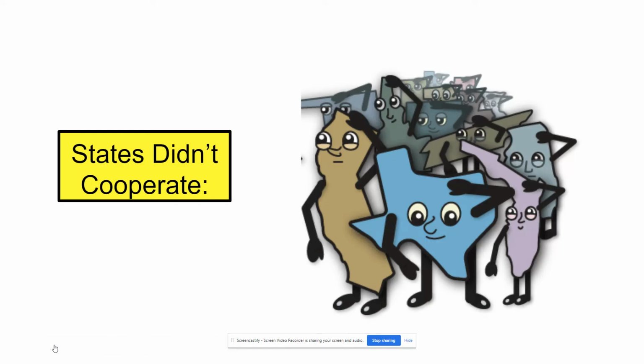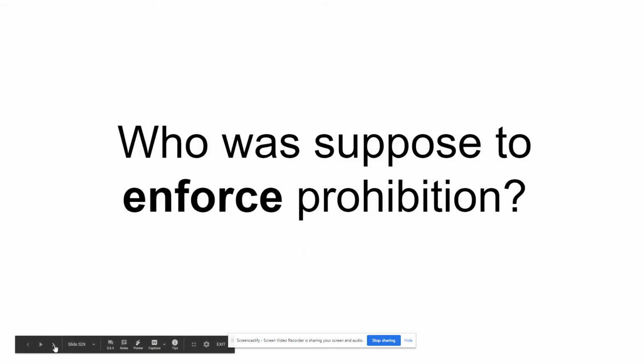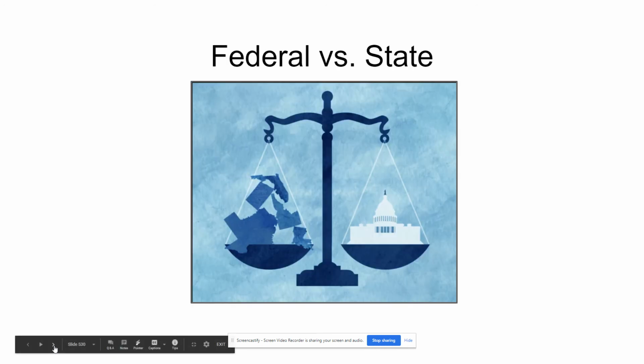Fifth reason, states didn't cooperate. So basically, we are a country, but we are a country of 48 states at that time. Who's supposed to actually stop people from drinking? Now, the federal government wanted states to do it. The states wanted the federal government to do it. So really, neither of them did.